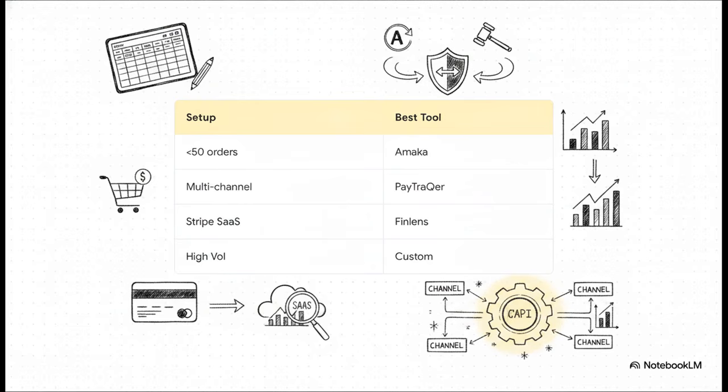If you are doing under 50 orders a month, keeping it small, you can totally get away with spreadsheets or a lightweight tool like LLI. If you're a high-volume physical product seller on multiple channels, like say Shopify plus Amazon plus eBay, you're going to want a powerhouse sync tool like PayTraQer or Webgility. If you are a Stripe-based SaaS company, you absolutely for sure need Finlens. And if you are doing massive, true enterprise-level volume across countless channels, well, it's time to bite the bullet and invest in custom API automation.